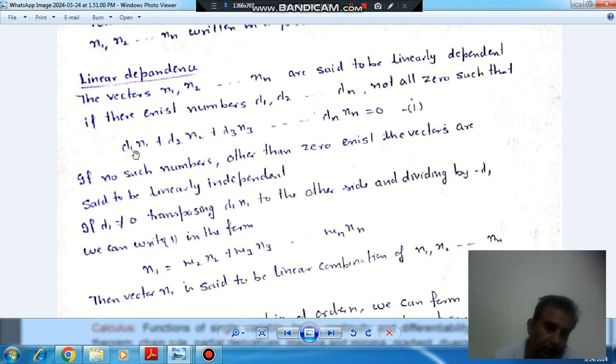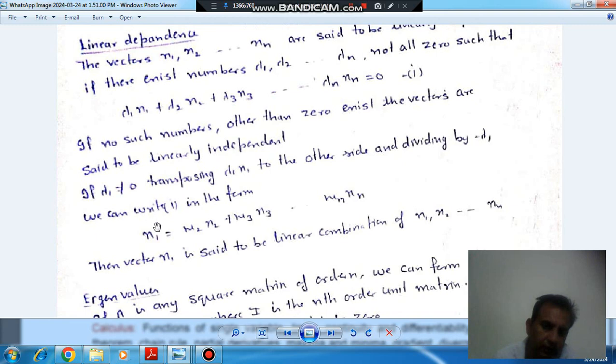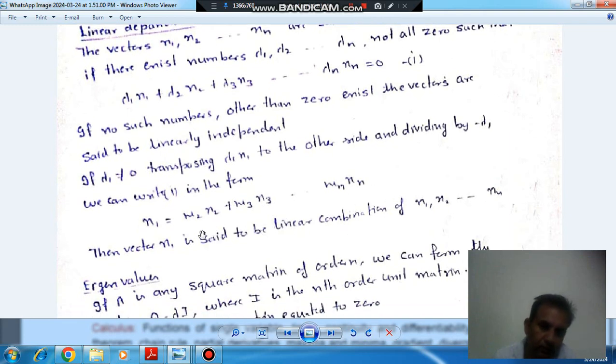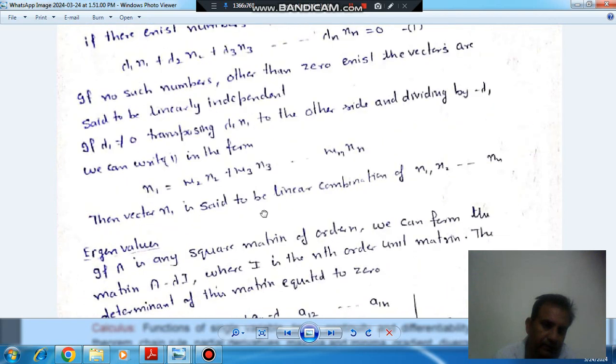Suppose lambda 1 is not equal to 0. Lambda 2 can be 0, lambda 3 can be 0, but lambda 1 is not equal to 0. Then lambda 1 x1 can be taken on the other side, so it will be minus lambda 1 x1. If we divide the whole equation by minus lambda 1, the new equation is x1 equal to mu 2 x2 plus mu 3 x3 up to mu n xn. So this is a linear combination, and x1 is linearly dependent upon x2, x3 up to xn. So this is linear dependence.